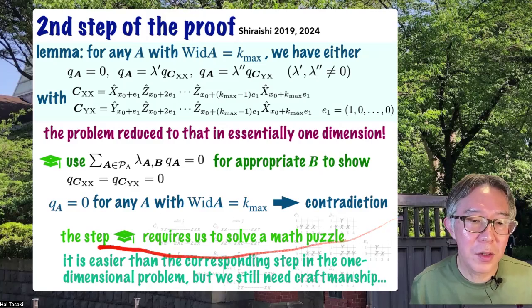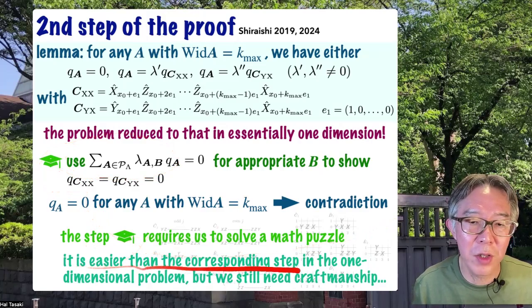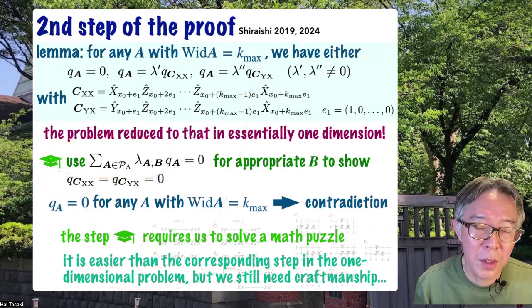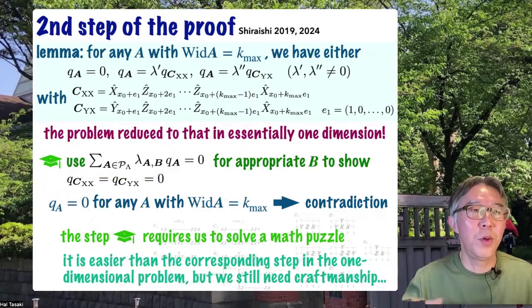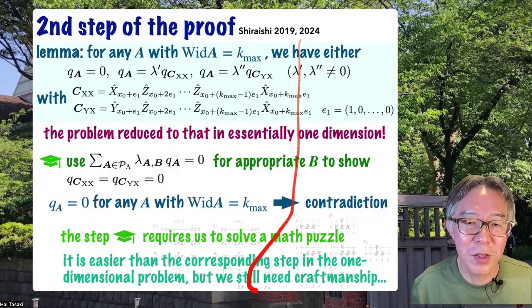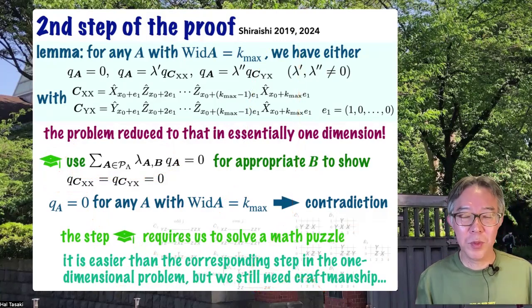But I have to say that to accomplish this step, you have to solve some mathematical puzzle, and this puzzle solving is actually easier than the corresponding step in the one-dimensional problem that was solved by Naoto and in many works that extended Naoto's method. It's easier than in one dimension because things get more non-solvable in higher dimension. But anyway, we still need some craftsmanship, and so I'm still looking for a better proof that is more automatic.